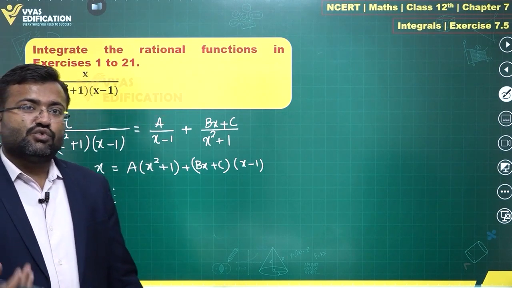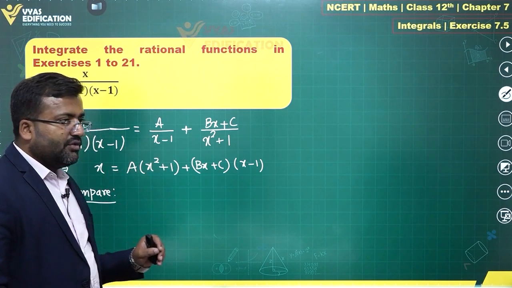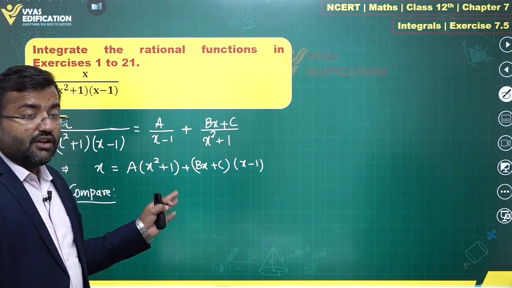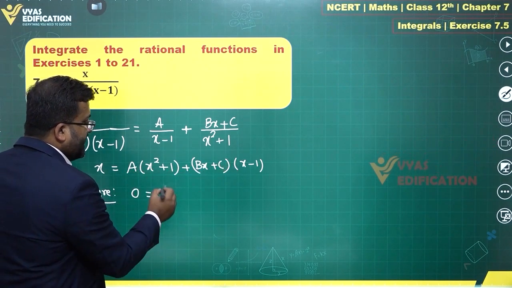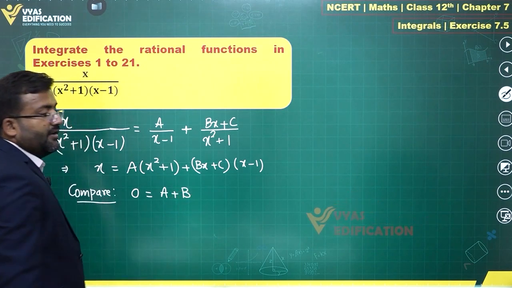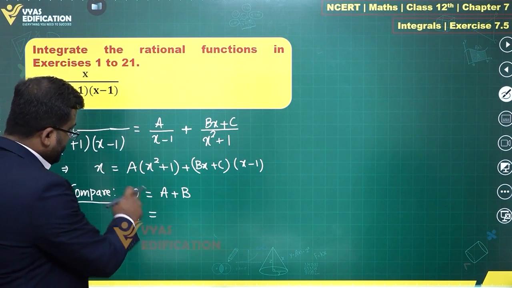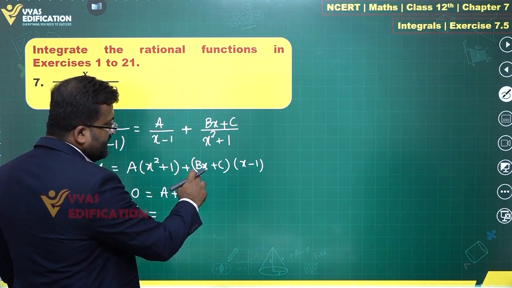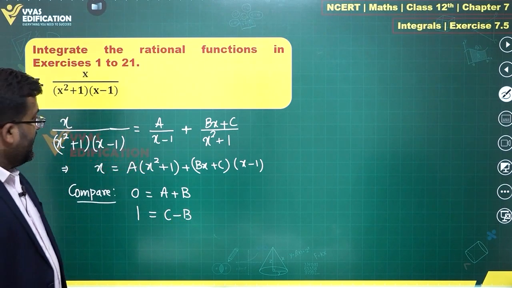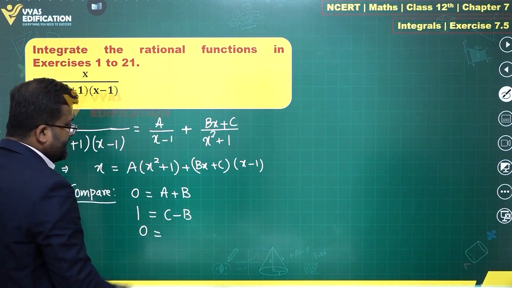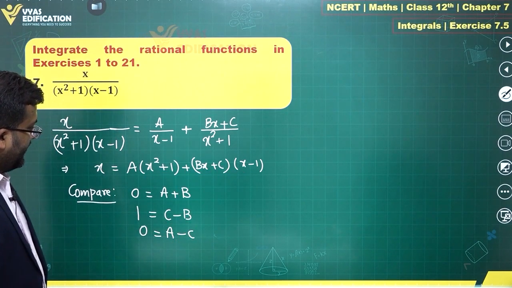So I have A, B, C as three unknowns, so I need three conditions. The three conditions would be the coefficient of x square compared on both sides, the coefficient of x, and the constant term. Coefficient of x square on the left is 0, which is equal to A plus B on the right, so 0 is equal to A plus B. Coefficient of x is 1, which is equal to minus Bx plus Cx, so this is C minus B. And the constant term is 0 on the left hand side; on the right, the constant term will be A minus C.